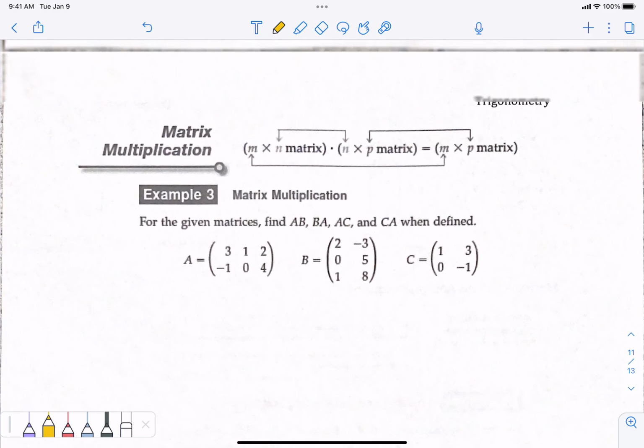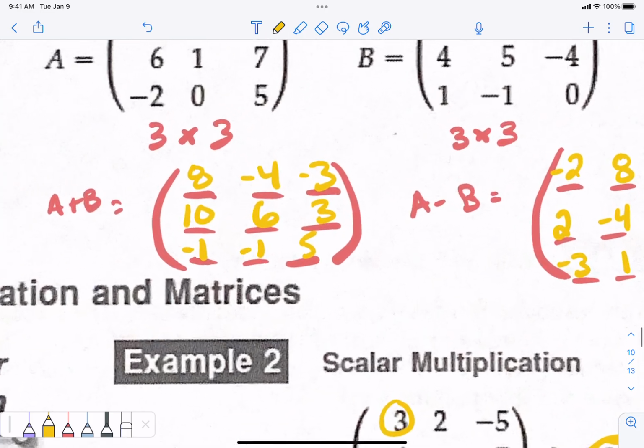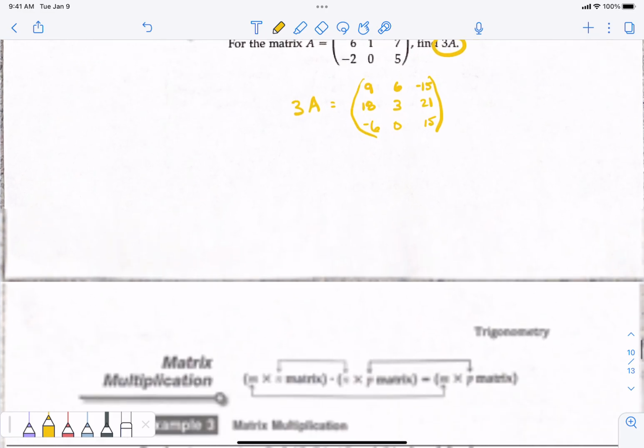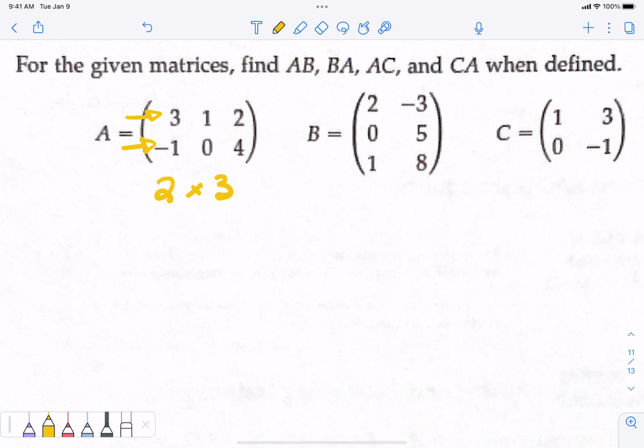Okay? So you have to make sure that you have the correct sizes when you're multiplying. I said adding and subtracting, you can only add and subtract them when they are the same size. That is not the case when you are multiplying. Here's the rule for multiplying. Okay, let's write out. A is what by what? It is 2 rows by 3 columns. So A is a 2 by 3.